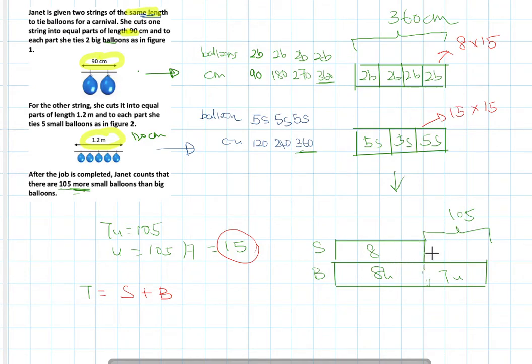Or you can do it here also. So I will have a value of 8 times 15. What is the value? 8 times 15 will give me 120. And 15 times 15 will give me a value of 225. So the total number, 120 add 225, will actually give me an answer of 345 total balloons.